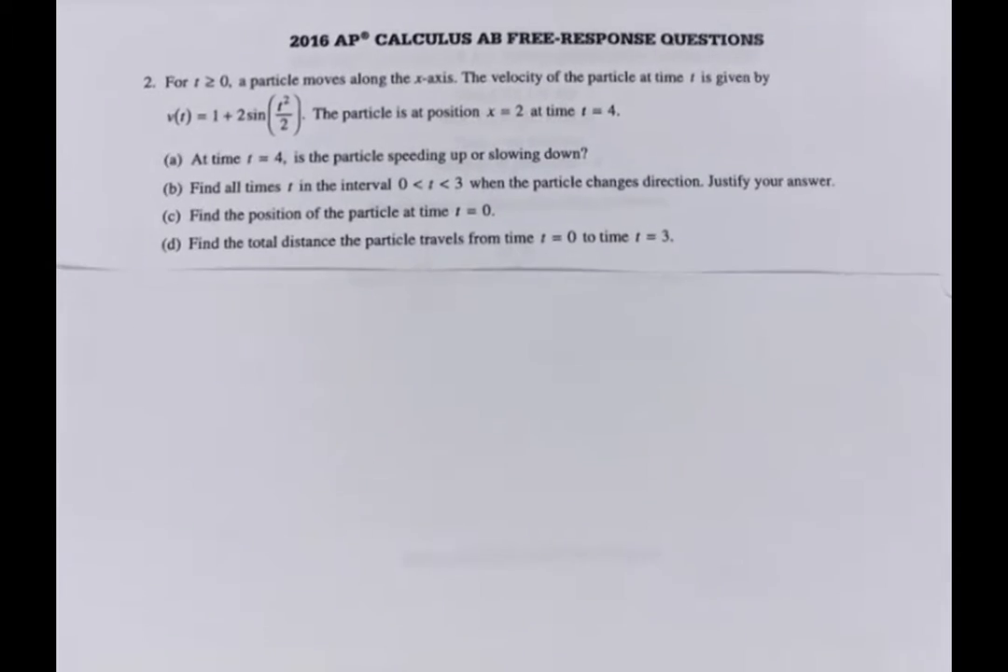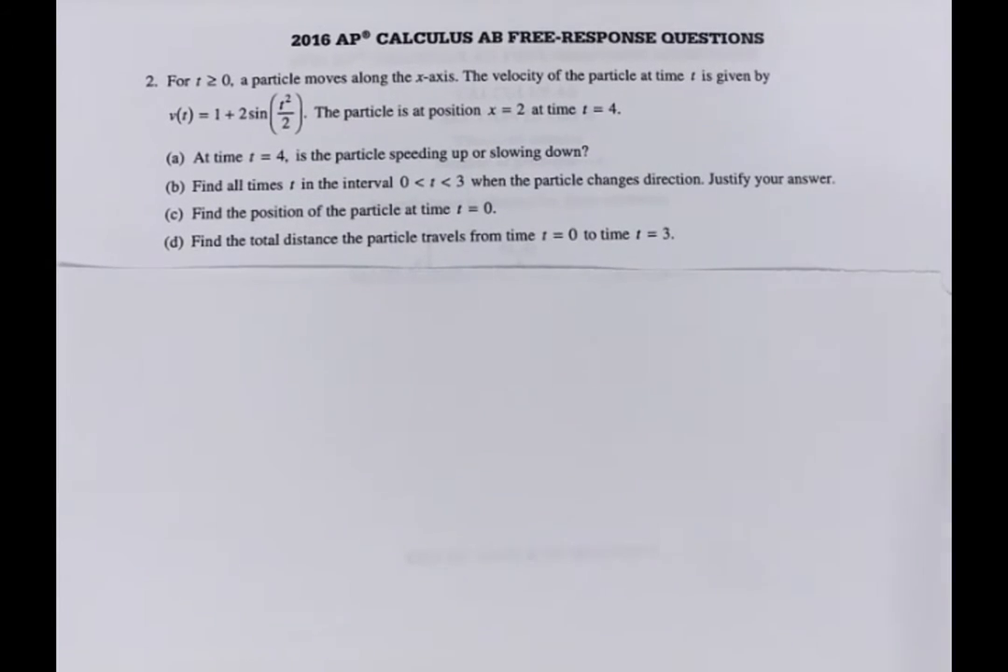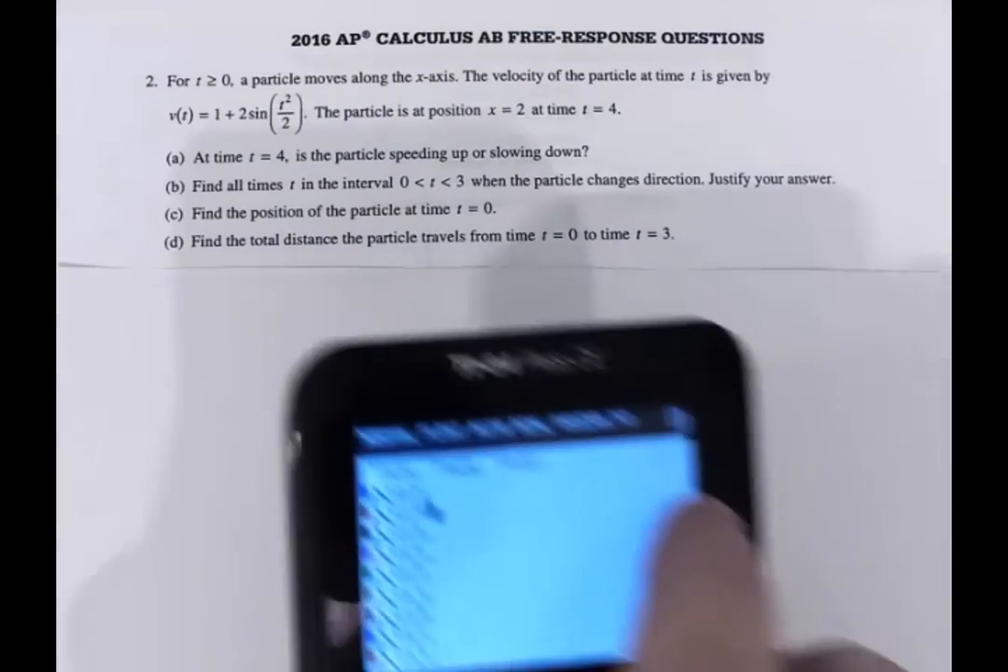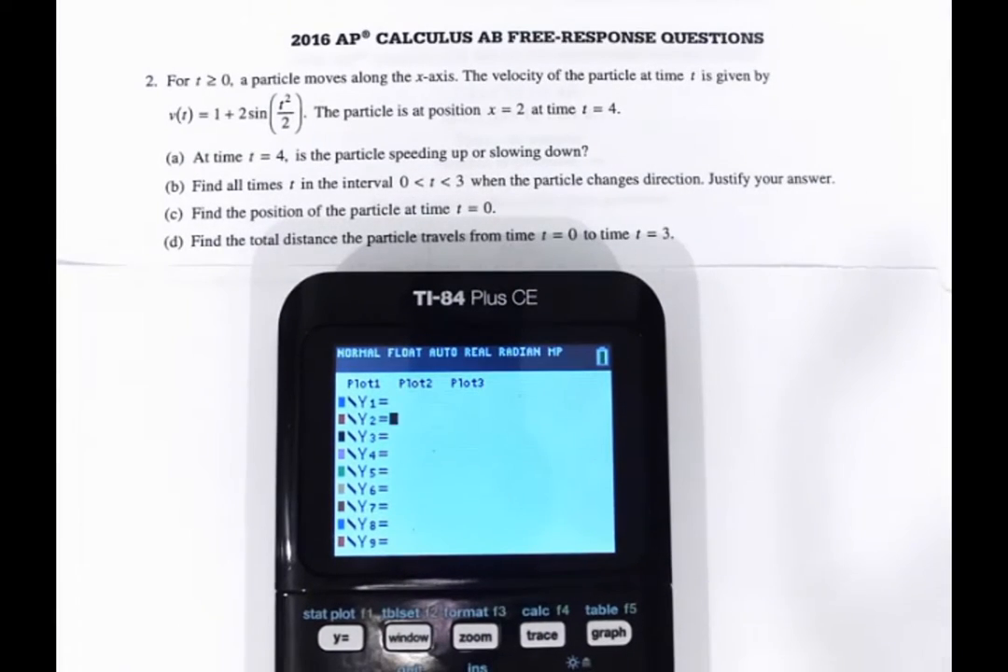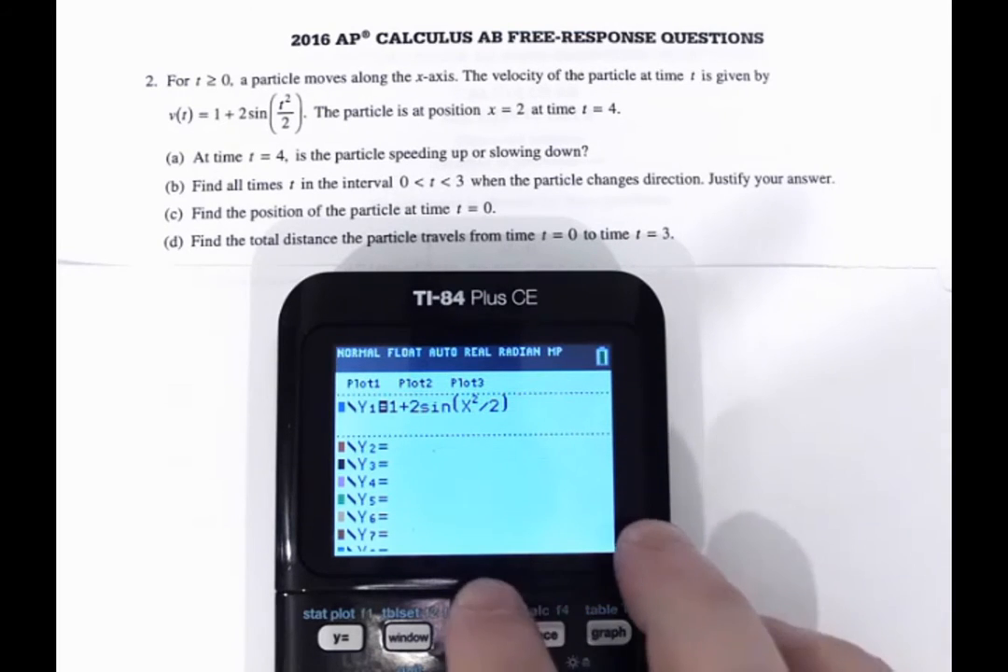Okay, this problem says that for time bigger than or equal to 0, a particle moves along the x-axis. The velocity of the particle at time t is given by v of t, and it tells us the position is 2 at time equals 4. So as with all free response calculator active questions, I'm going to insert the formula that is provided into my calculator immediately because it's going to be useful somewhere or other, especially on these calculator active problems.